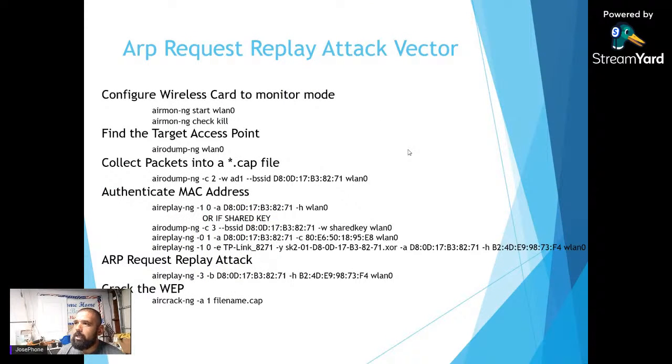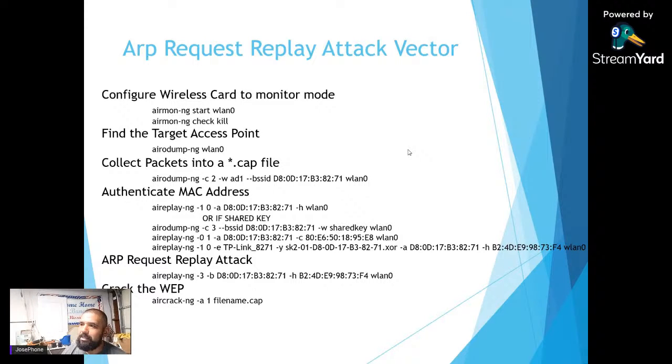A simple process flow to get the attack vector for the WEP. The first thing I had to do was configure the wireless card to monitor mode using Airmon. I then had to find the target access point with Airodump. On Airodump, you're able to see the different wireless networks and access points that are available, what encryption they use, what channels they're on, and things like that.